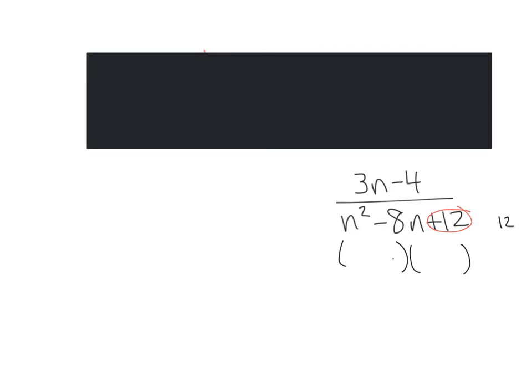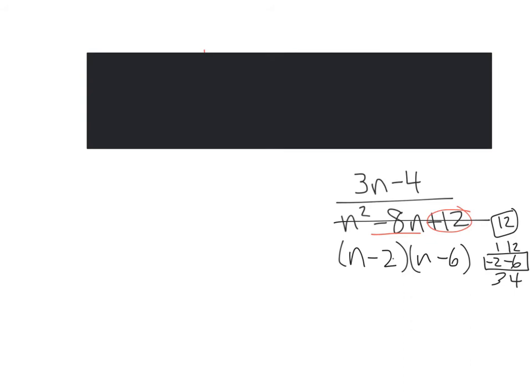So we have 12. 1 times 12 is 12, and 2 times 6 is 12, and 3 times 4 is 12. Which of these adds up to negative 8n? Well, none of them right now add up to negative 8. The 2 and the 6 add up to positive 8. We realize with that positive 8, if we make both of these negatives, that will be negative 8, yet they'll still multiply to give us positive 12. So we have n minus 2 and n minus 6.